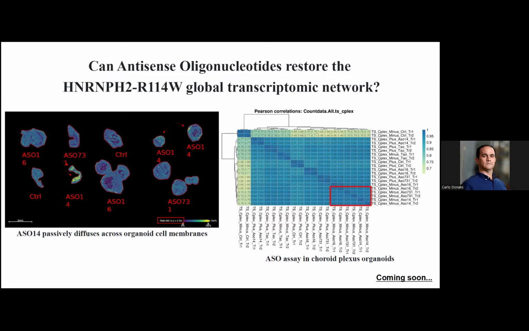So on the left side, we can see a spatial mass spectrometry image showing that one of the ASOs tested passively diffuses through the organoid membranes, reaching the inner core. And on the right, a preliminary Pearson correlation indicating that we are on the right track.